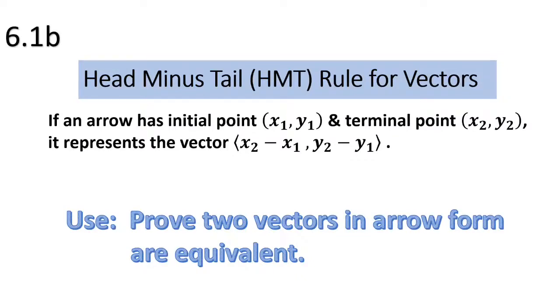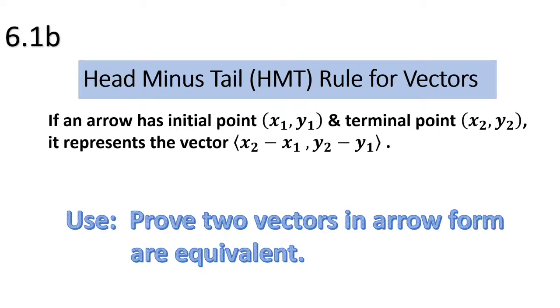We will begin 6.1b by discussing the head minus tail rule for vectors. We can use this to prove that two vectors are equivalent. The vectors given are in arrow form, so we know the initial and terminal point of each vector. The formula x sub 2 minus x sub 1, comma y sub 2 minus y sub 1 can be used to represent a vector in component form.